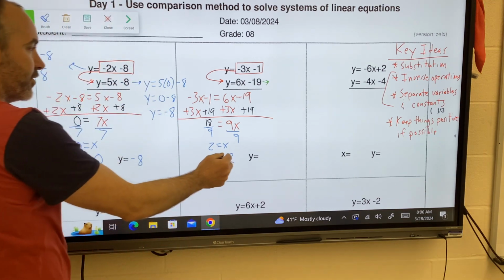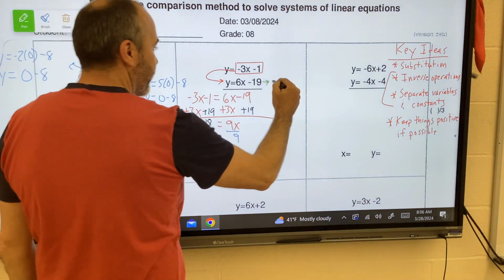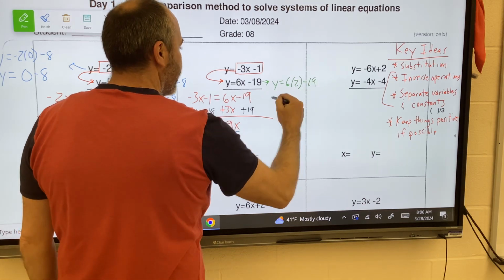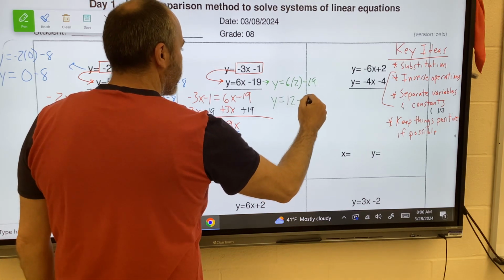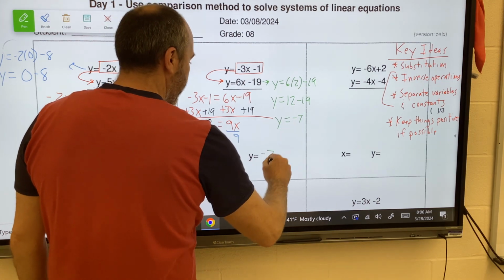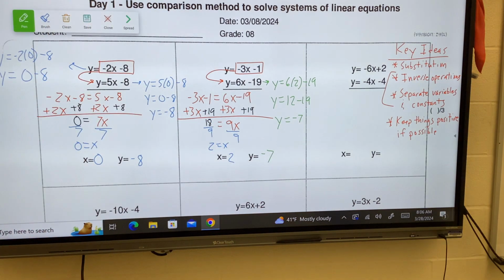So because x equals 2, I'm going to substitute that 2 in for x. So y equals 6 times 2 minus 19. Y equals 12 minus 19. And 12 minus 19 is negative 7. So y equals negative 7.